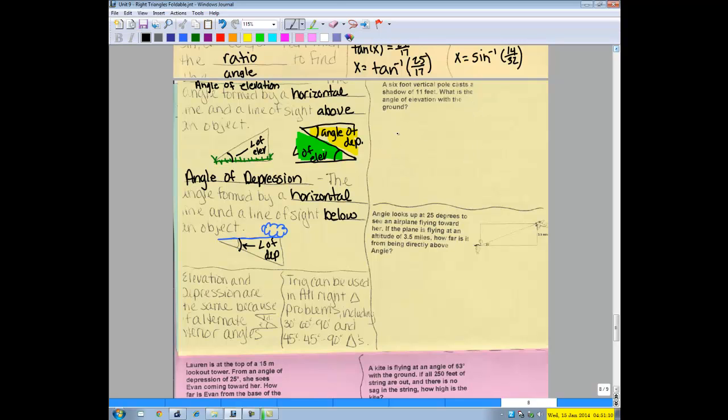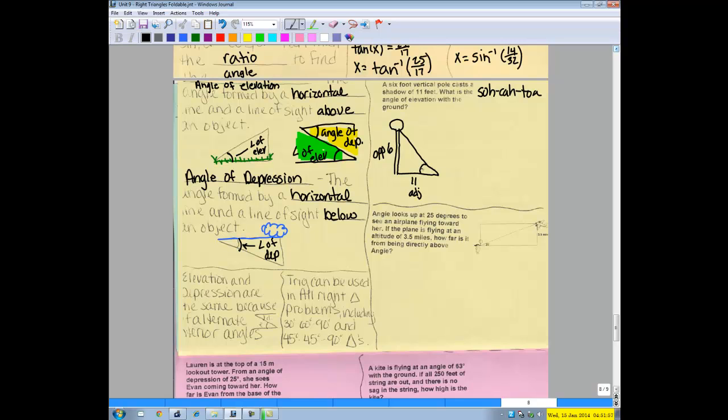So you have a pole. It casts a shadow on the ground. And the shadow is 11 feet. What is this angle here? And it is a 6-foot vertical pole, so we know that this is 6 feet. And we're looking at feet here. So, from this angle, the side right next to it is called the adjacent. The side across from the angle is called the opposite side. And, of course, write your SOHCAHTOA.